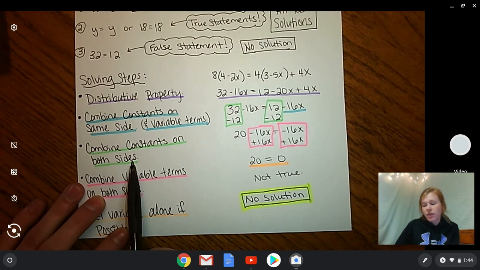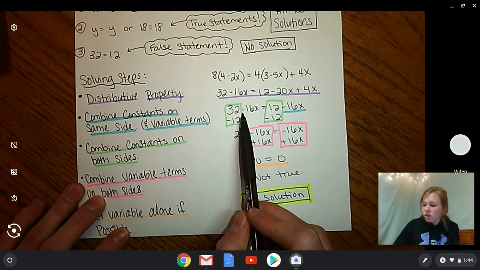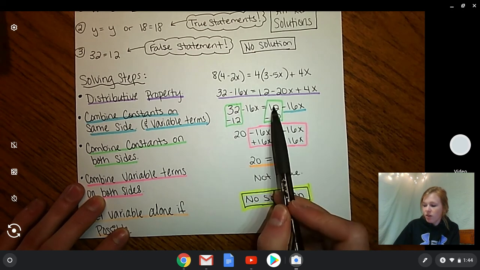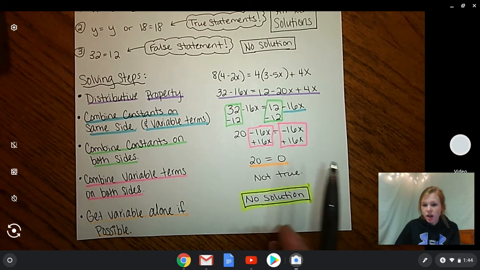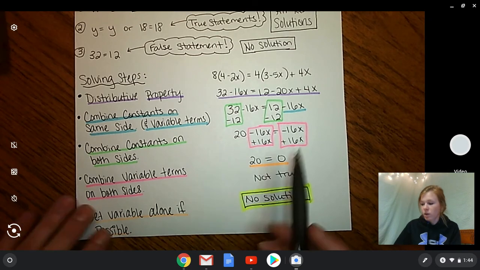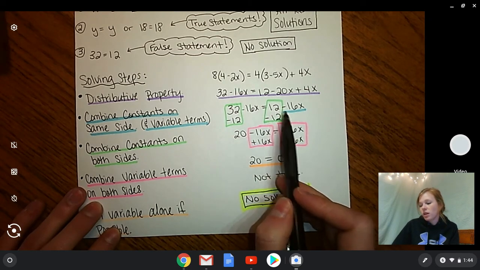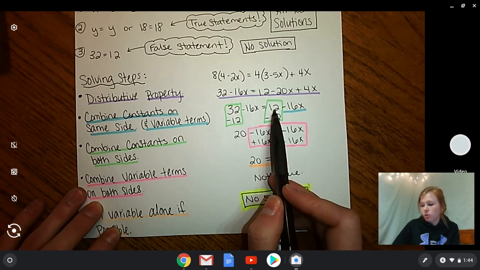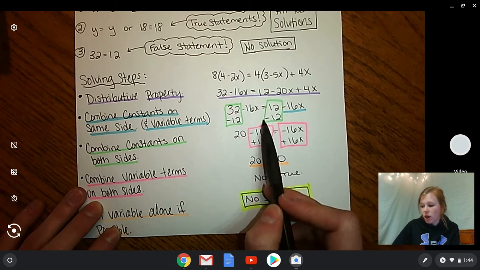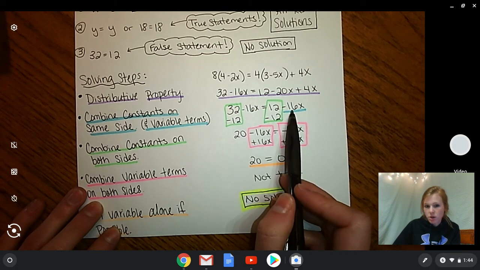So what I mean by that is that I have a constant on this side and I have a constant on this side. They're on opposite sides and I want to get them together. In this case, I decided to move the 12 because it's easier for me to move the 12 than it was to move the 32. I would rather subtract the smaller number than subtract the bigger number.